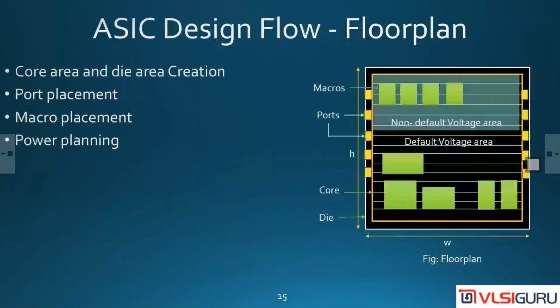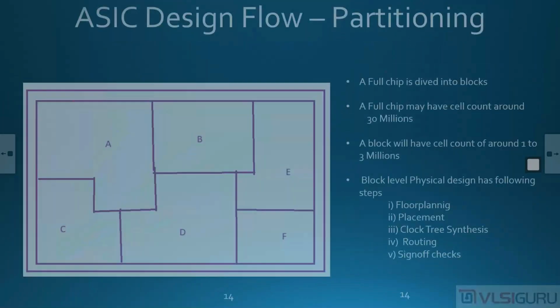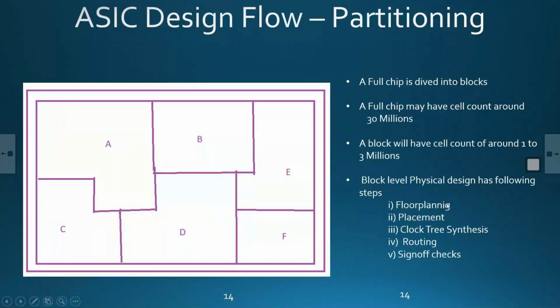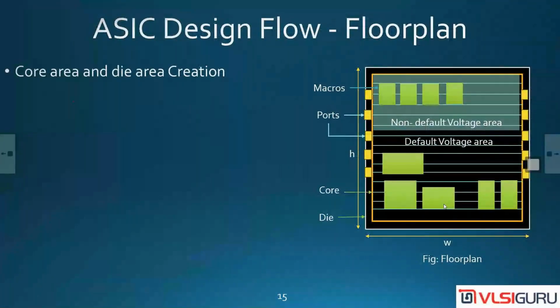So in block level physical design, I already mentioned we have these many steps. What is that? Floor plan, placement, clock tree synthesis, routing, and sign off checks. What is the first thing? Floor planning. Floor planning has these many steps again.